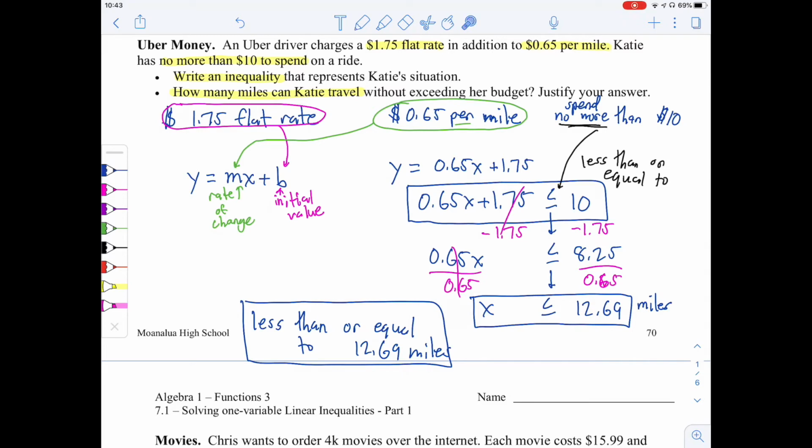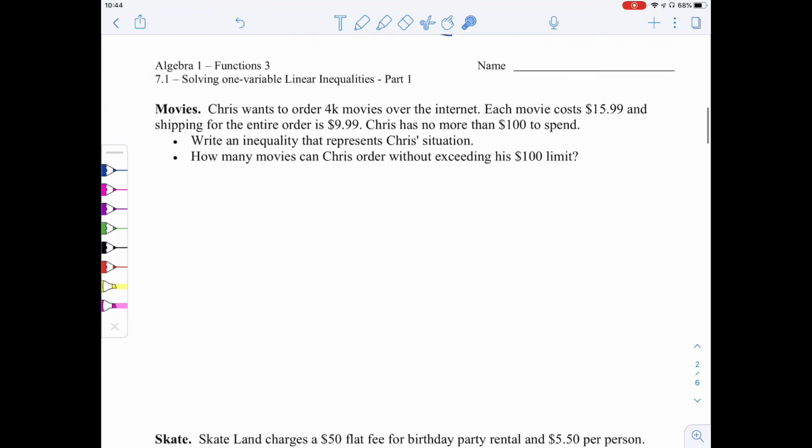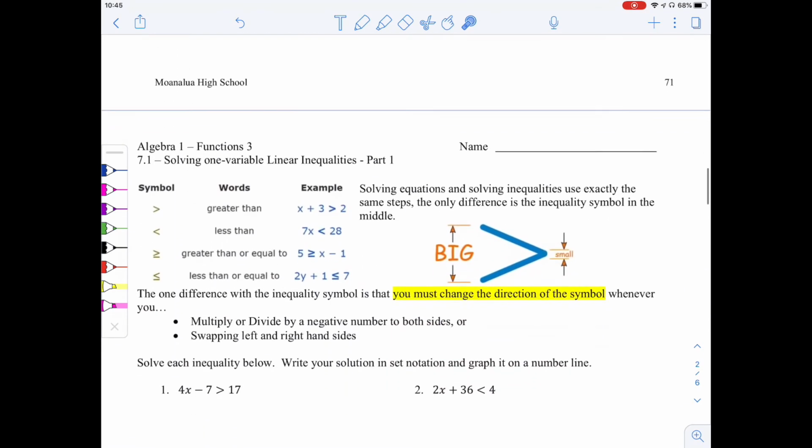So again, write our information, given our initial value, put that in for b, given our rate of change, put that for m, set up our equation, and then we set up our inequality as no more than 10, so less than or equal to 10, and then we just solve our inequality the same way. So you guys can try the next two problems.